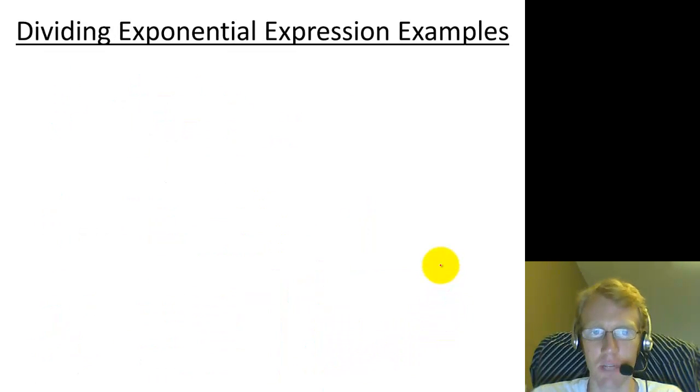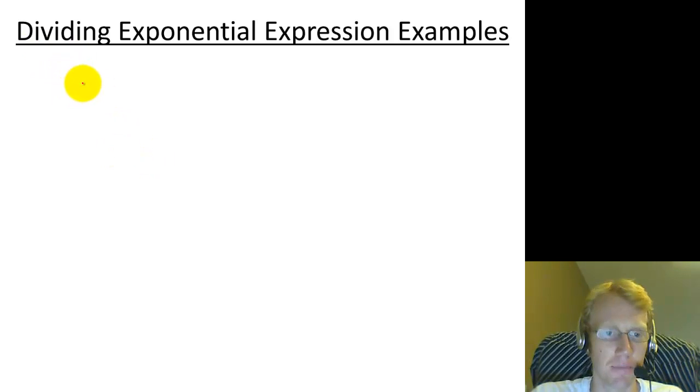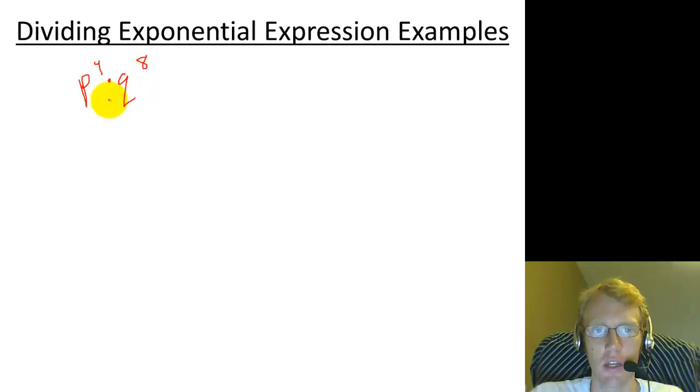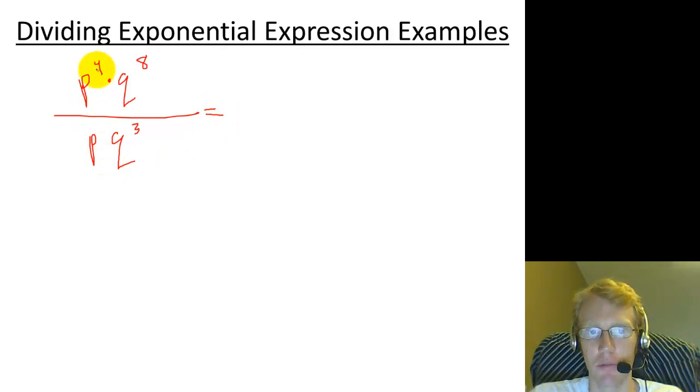Okay, let's look at a couple more examples. So let's try p to the 4th times q to the 8th over p times q to the 3rd. Okay, if we just look at our p's, we have 4 in the top and 1 in the bottom. We subtract 4 minus 1, and we get p cubed. Okay, then we have q to the 8th and q to the 3rd. We subtract 8 minus 3, leaving us with q to the 5th.